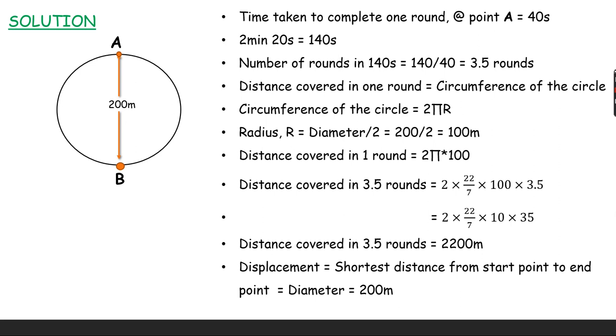So I hope you understand the difference between distance and displacement by this problem. So we shall go to our next problem, which is similar to this problem, and I hope you will be understanding that problem and get the solution soon.